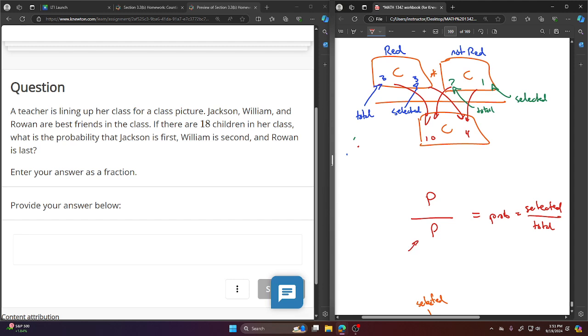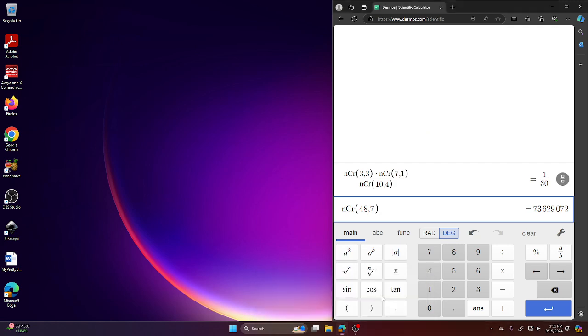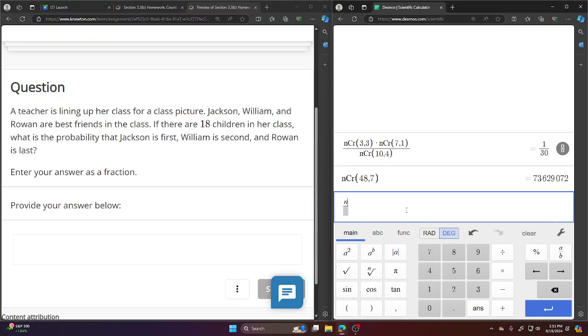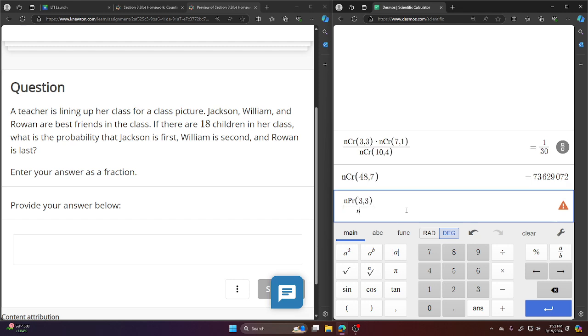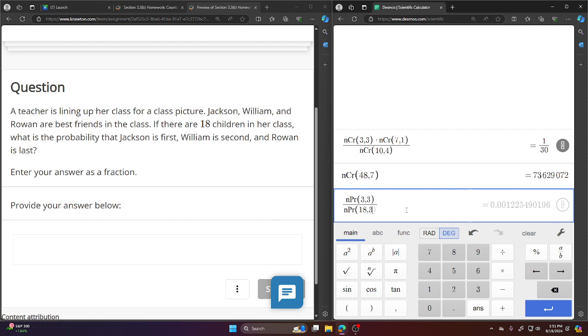So what would be my grand total, my total students? 18, yes. And how many am I caring about in the picture? The 3? That's what I'm thinking too. On the top end, who am I actually selecting? I only have 3 people that I care about, and all 3 of them are going to be in the picture. Let's try it. I don't know if that's going to work. So NPR 3,3 and then NPR 18,3.